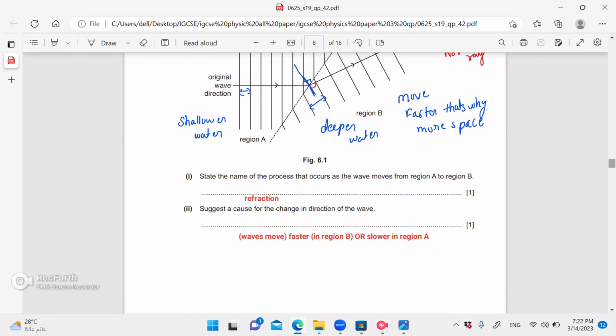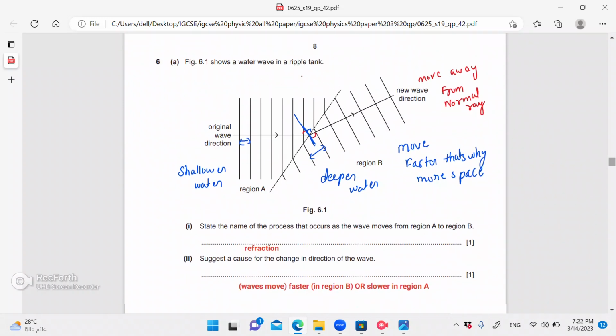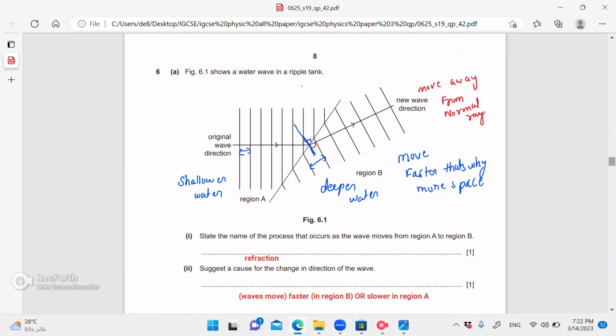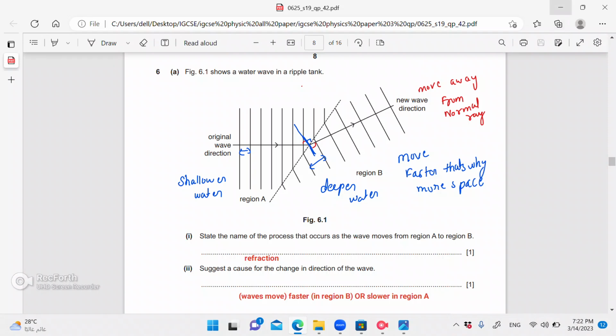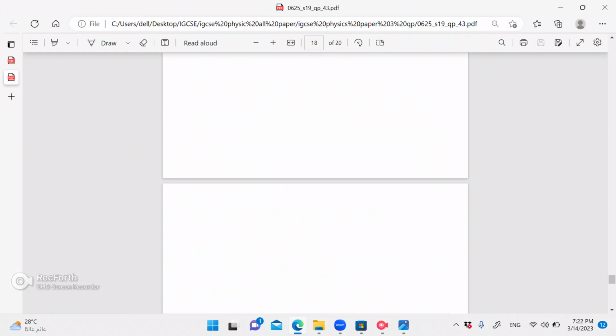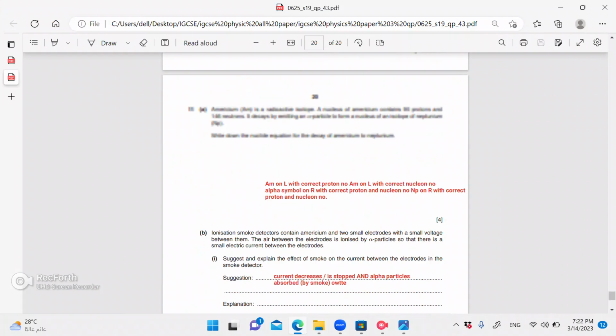So they are saying to name the process, and they are asking about the changes when it moves from A to B. What are the changes? Wavelength increases, it moves faster. Wave moves faster, it means what? Wave moves faster, and wave moves slower in region A. Anything you can write, any point you can write.